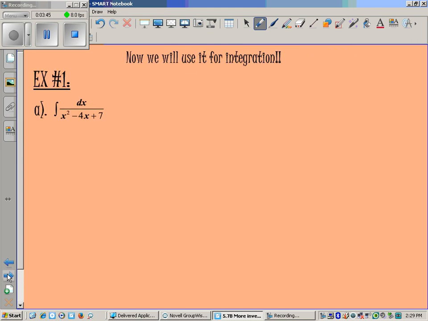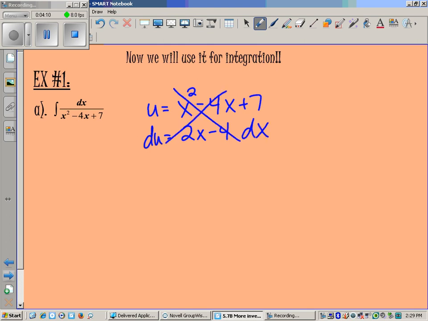Let's try it. Here's example number 1. I'd like you to integrate dx over x squared minus 4x plus 7. What I would always do is try regular u substitution first to see if that would work. So if I did regular u substitution, I would call u x squared minus 4x plus 7, which means du would be 2x minus 4 dx. That's way too much extra stuff, right? So that's not going to quite work.